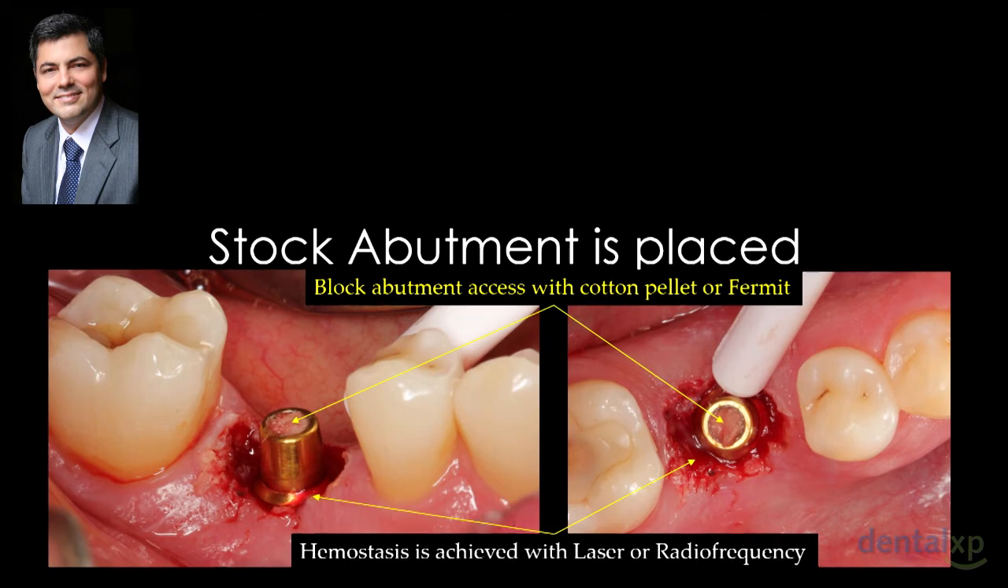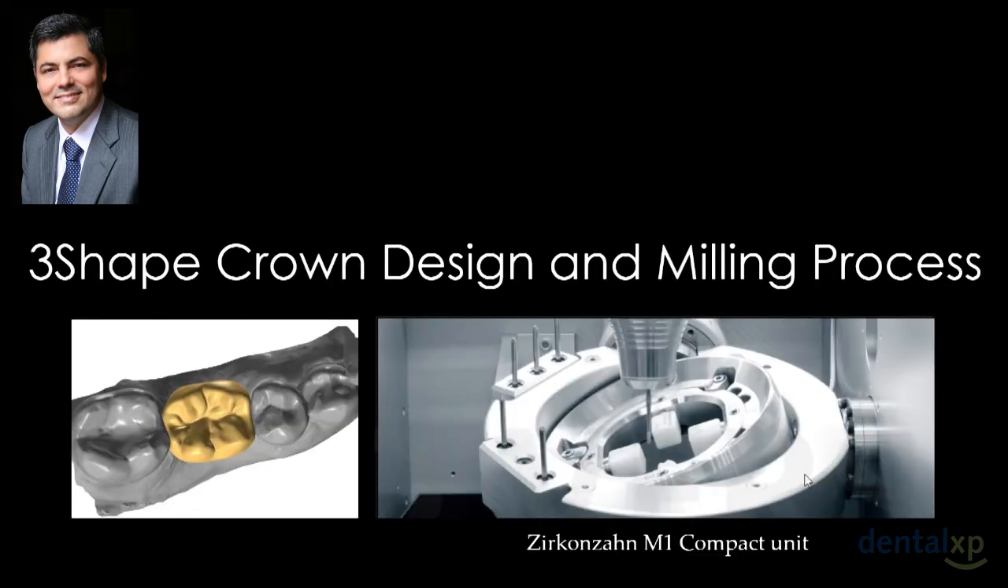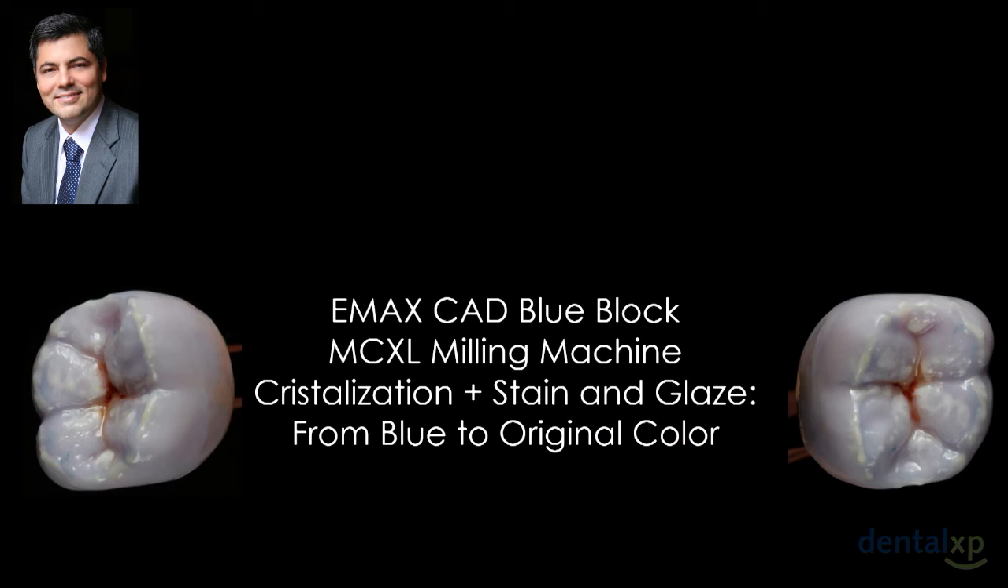We placed the stock abutment in place. We use the radio frequency to control the bleeding. We go ahead and we scan the patient. This goes into the design software. From the design software, for this specific case, we use CircumScan, the CircumScan machine, the M1. And this is the result. This is what we get.